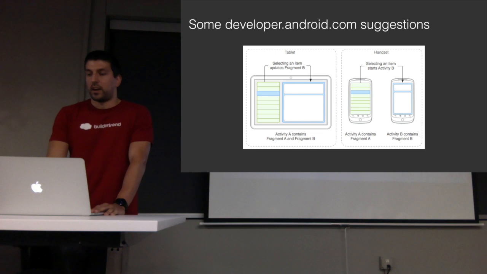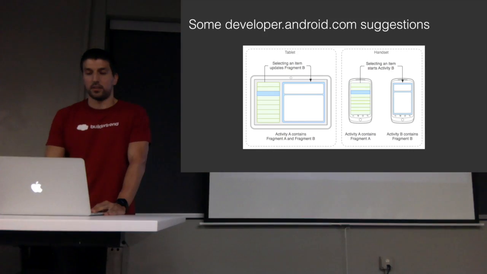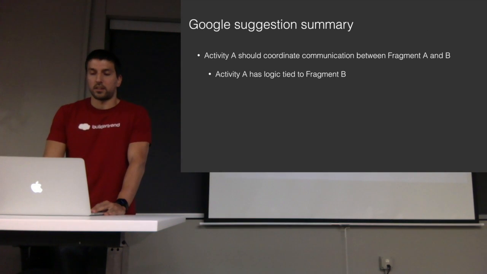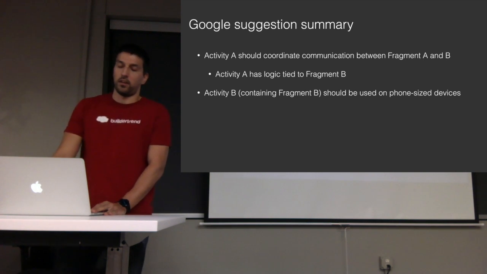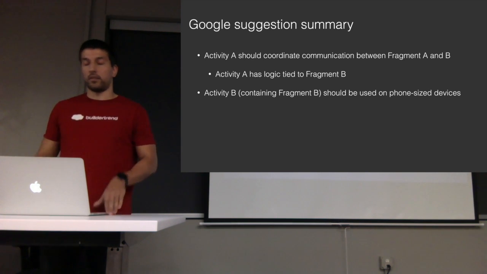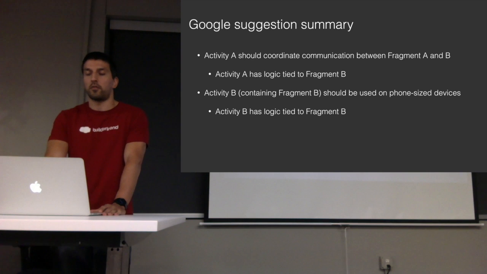So what this diagram tells me is that activity A should coordinate communication between A and B, because if B needs to talk to A or the other way around, they say go through the activity. So our activity A has logic tied to fragment B. Well, on a phone, activity B contains fragment B, so it would have to contain the same logic and dispatch it however it sees fit. So essentially we have two activities that contain logic tied to fragment B.